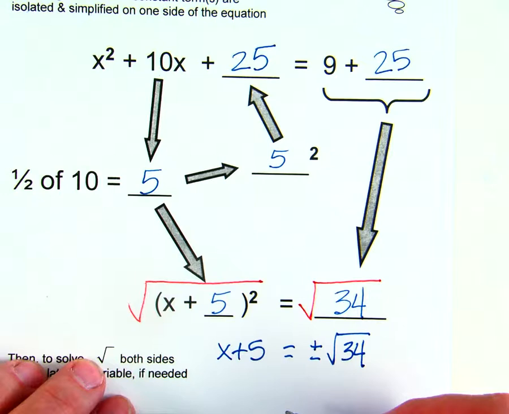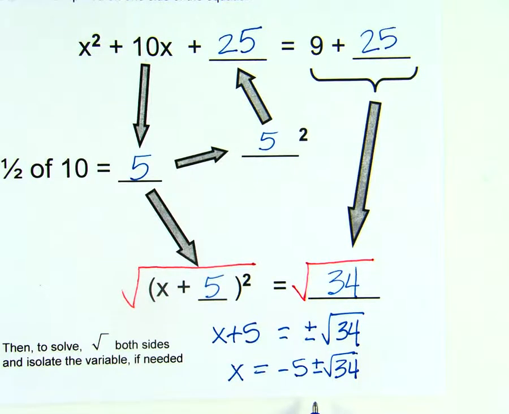This is a perfectly acceptable answer depending upon how you were asked to do it. If you were asked for a decimal answer, please remember that you're going to have to do this twice in your calculator. Negative 5 plus the square root of 34 will be one answer, and negative 5 minus the square root of 34 will be your other answer. It's a quadratic. It has two answers.